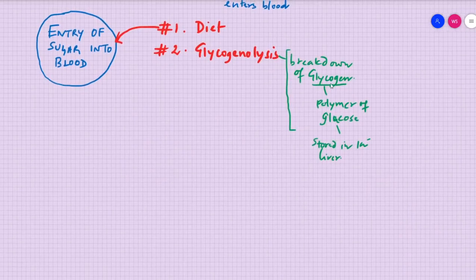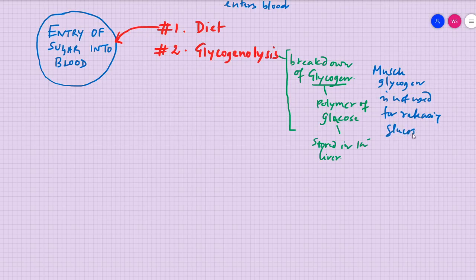Okay, so let's add a note here and say that muscle glycogen is not used for releasing glucose into blood. Okay?